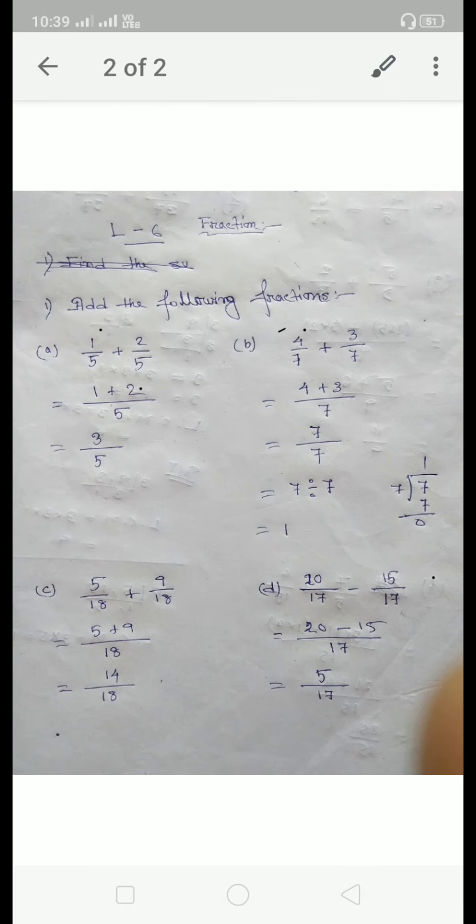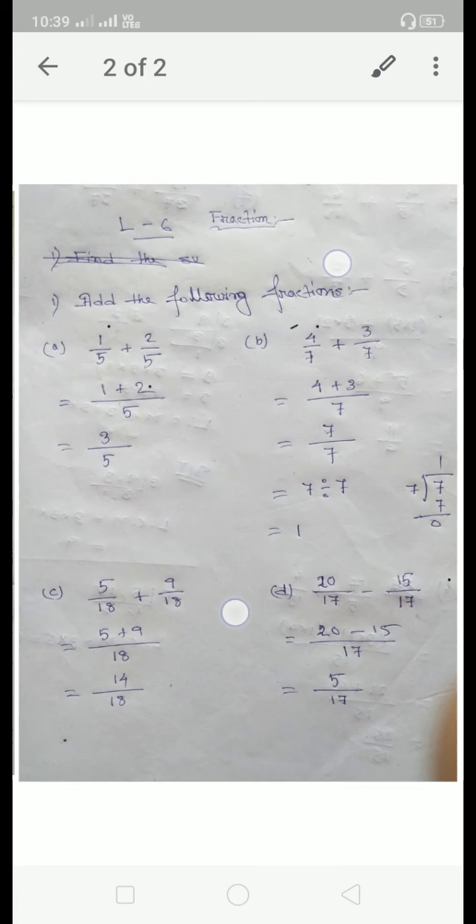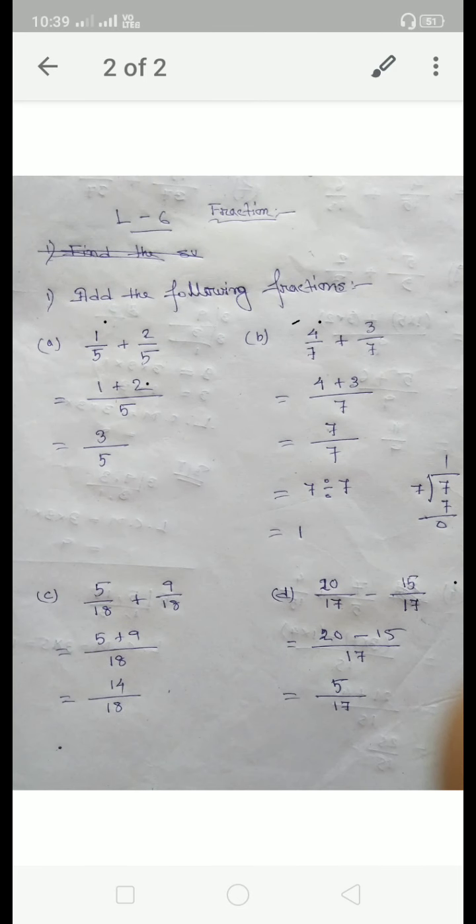Hello student, good morning. In my previous class, I showed you what a fraction is and its kinds, and afterward I showed you how to convert a mixed fraction into an improper fraction and an improper fraction into a mixed fraction. Today I'm going to show you how to add fraction numbers.